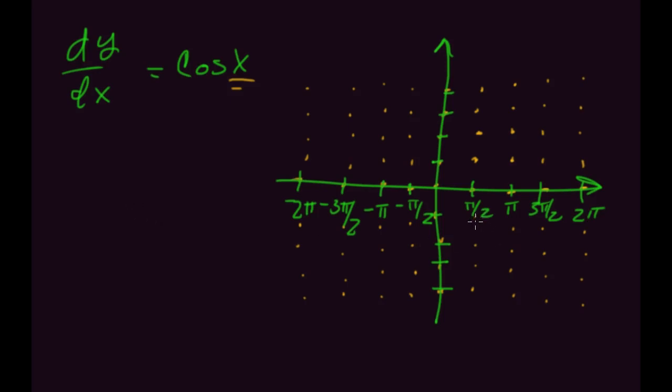So if you think about this, the cosine at 0 is 1, so my slope there is going to be 1. The cosine at pi over 2 is 0, so my slope is going across here. My slope at pi is going to be -1, back to 0, back to 1. 0, -1, 0, 1. Now, we've said that this is not dependent upon the y value. So every one of these going up and down is going to be the same.